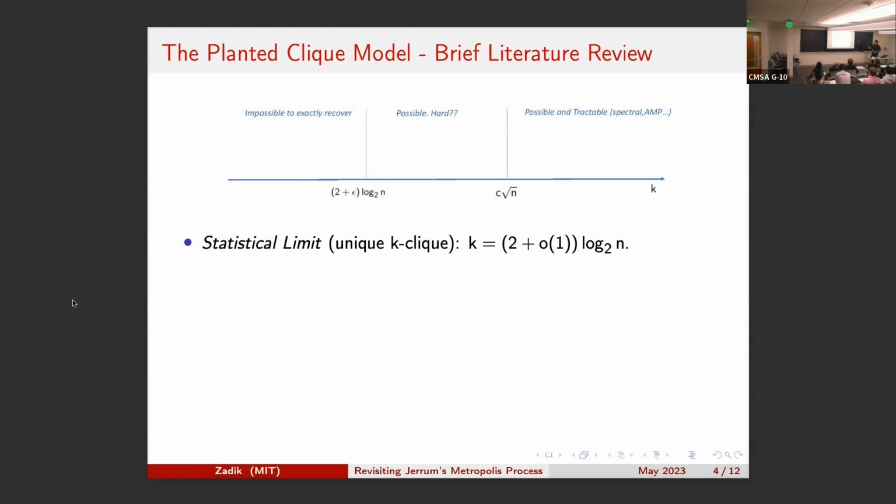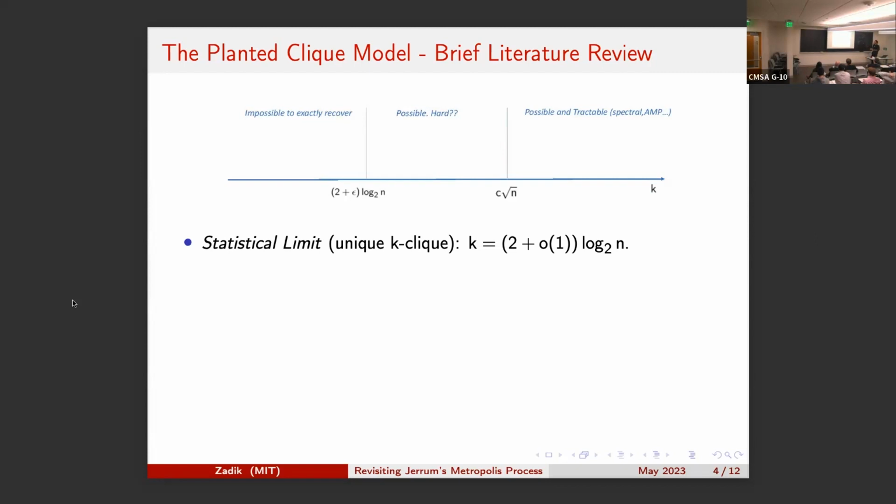It takes a moment to realize that this is actually the maximum clique size in the Erdos-Renyi graph. So if k is less than 2 log base 2 of n, the randomness creates another clique of this size, and you can prove it makes recovery impossible. And if k is bigger than 2 log base 2 of n, a quasi-polynomial time exhaustive search type of method can actually find it. So this is the information-theoretic picture, and there is no exponential time situation here. It's a poly to quasi-poly situation.